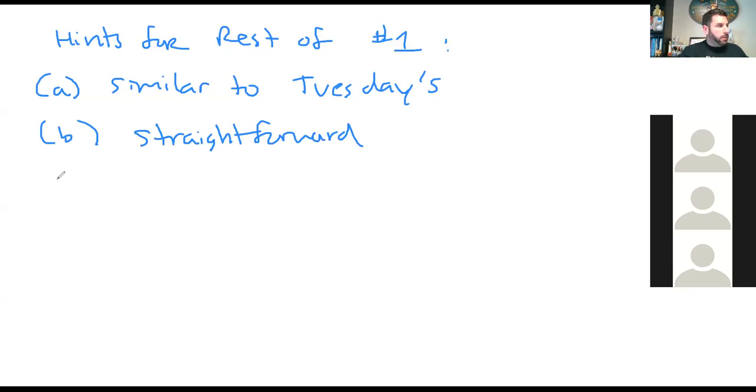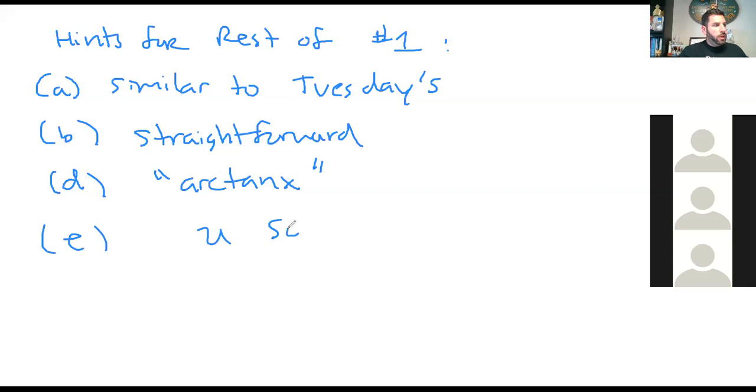C we just did. So D, think arctan, and then look at the graph of the arctan. Some basic facts. E, this is a U sub. And F is hard and requires deductive reasoning.